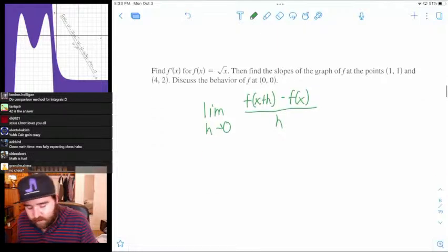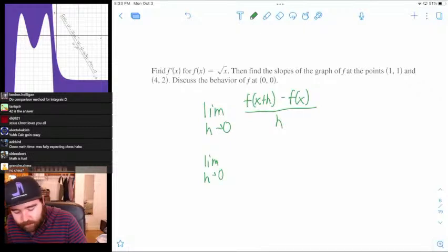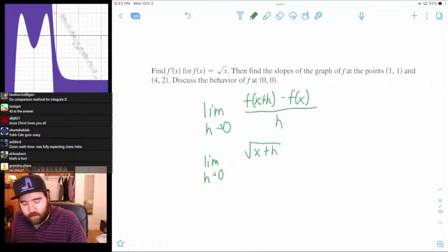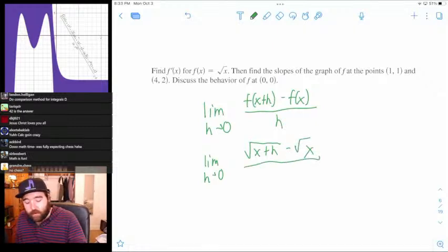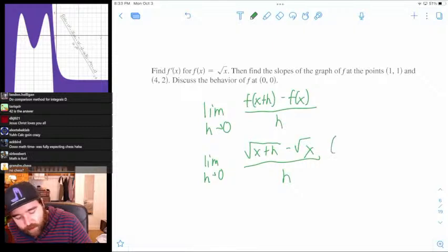So what does that give us? That gets us the limit as h approaches 0 of f of x plus h. F of x is root x, so root x plus h minus root x over h. And now we just got to simplify. Again, that's the hard part. So what do we actually have to do here? Well, the square roots give you the hint that we're going to have to do the rationalizing technique, where we multiply the top and bottom by that.